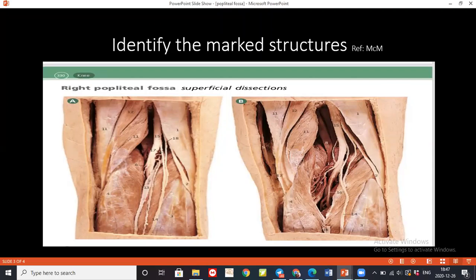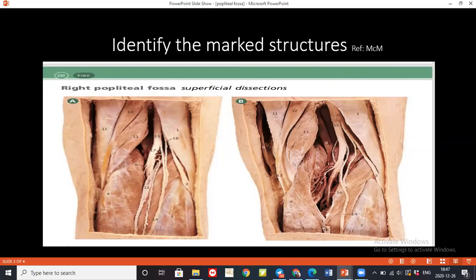The popliteal fossa is a diamond structure which is formed superomedially by semimembranosus and semitendinosus, and superolaterally by biceps femoris. Inferomedially we have the medial head of gastrocnemius, and inferolaterally we have the lateral head of gastrocnemius. What about the roof and floor?